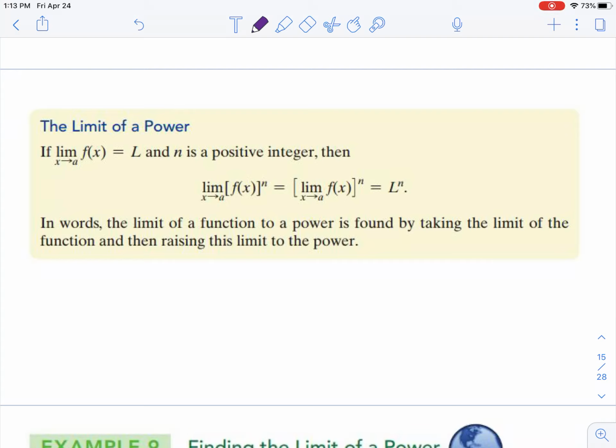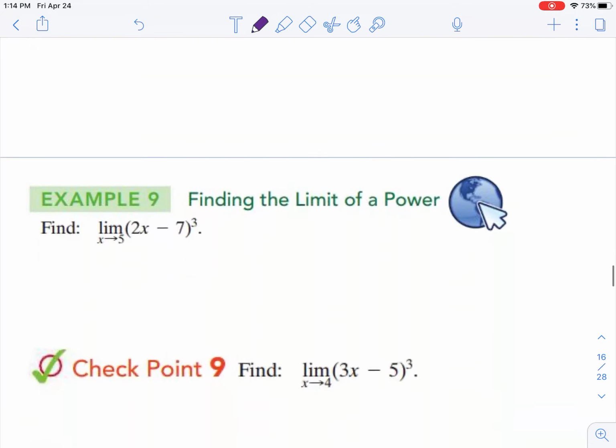We're starting out on example 9, but we're going to be talking a little bit about the limit of a power. So we have the limit as x approaches a of f of x gives us L, where n is a positive integer. Then, if we take this, we're able to rewrite our limit as such. We're able to take this n, find the limit of this entire portion, and then raise that to the power of n. This is one of the rules that you guys are going to be using quite a bit.